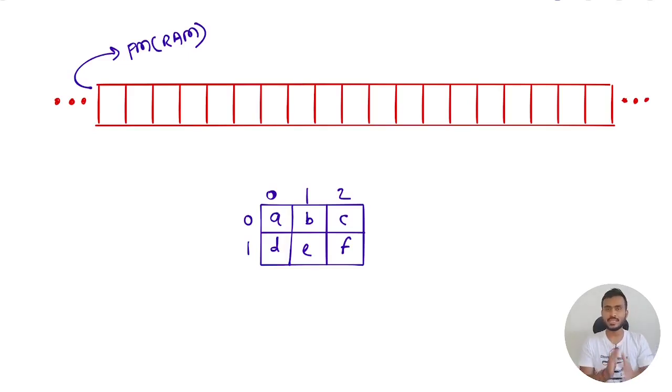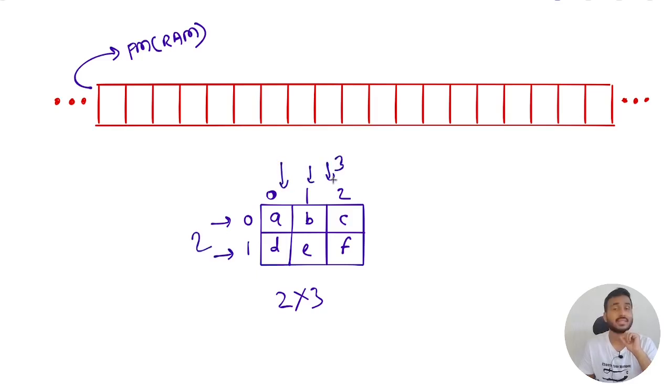Hey there, in this video we are going to understand how the two-dimensional array gets storage in our primary memory. Let's quickly get started. This is one sample two-dimensional array that I have drawn here for our example. You can easily guess that this is of dimension 2 by 3 because it contains 2 rows and 3 columns, right? So the dimension is 2 by 3.